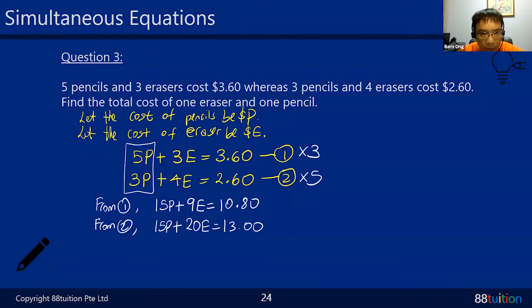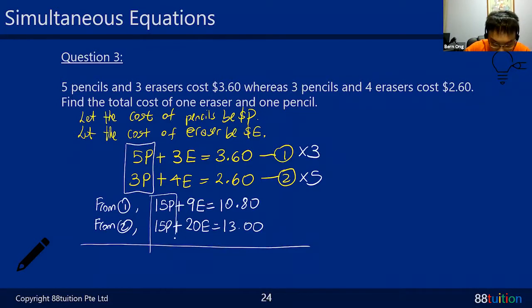Can just 5p plus 3e minus 3p plus 4e? Oh, but then will you get the total cost? All right, actually you can do it. Then you can get another equation. It's okay. But this method is more on the Sec 2. We talk about something called elimination method. So in the elimination method, we try to make the p the same first. I want to refer back to what your school will teach you. If you're in Sec 1, your school will teach you this in Sec 2.